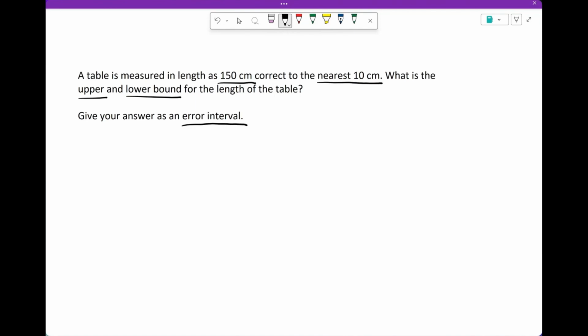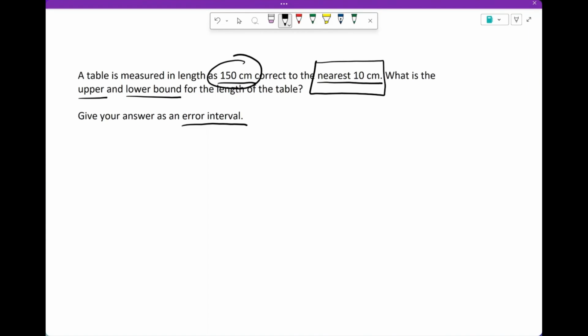So essentially what's happened here is they've measured a table and they've got a result, then they've rounded it to the nearest 10 centimeters, so we would call this the degree of accuracy, and then the end result is 150 centimeters. What we need to figure out is the upper and lower bound, so essentially what is the highest and smallest value the actual length of the table could be before it was then rounded to 150. So let's consider the upper bound.